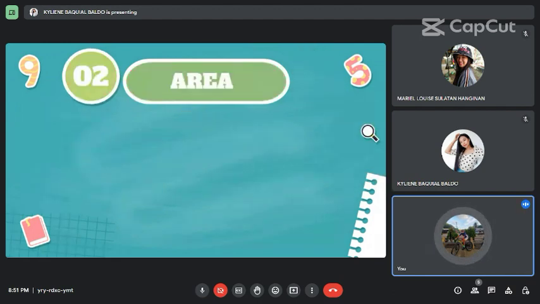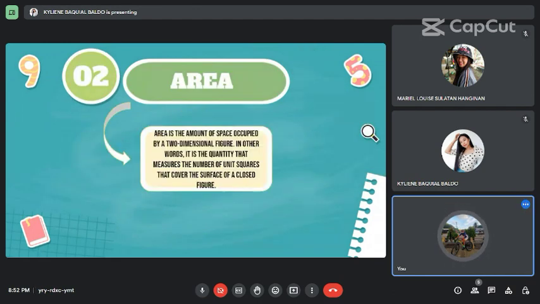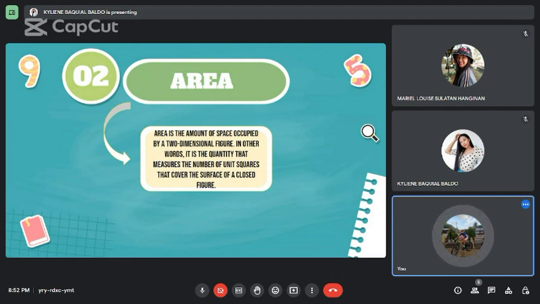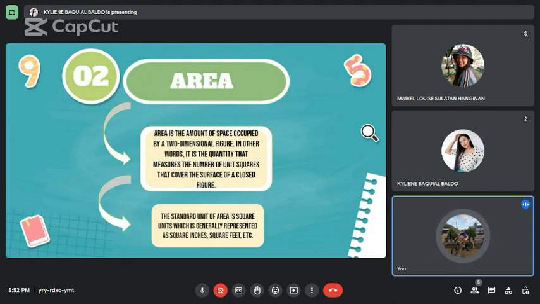The second one is area. Area is the amount of space occupied by a two-dimensional figure. In other words, it is a quantity that measures the number of units, squares, that cover the surface of a closed figure. The standard unit of area is the squared unit, which is generally represented as square inch, square feet, and so on.